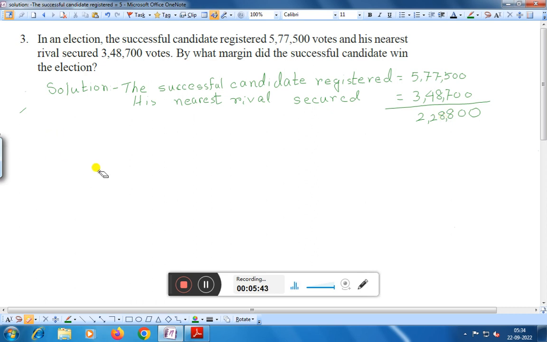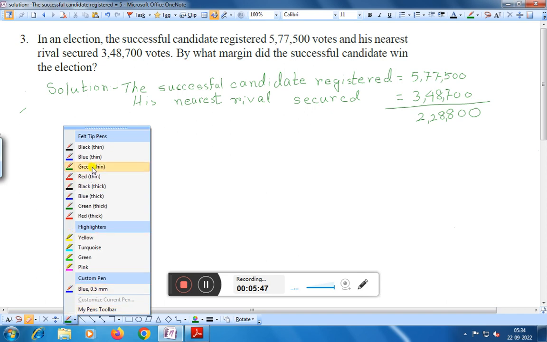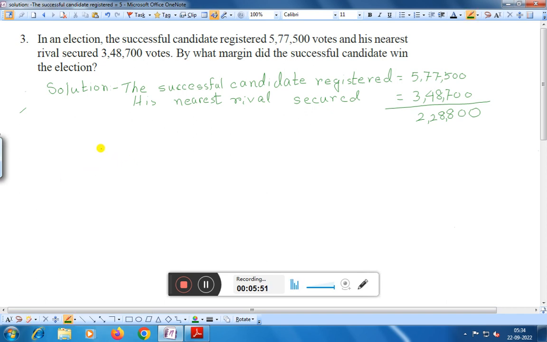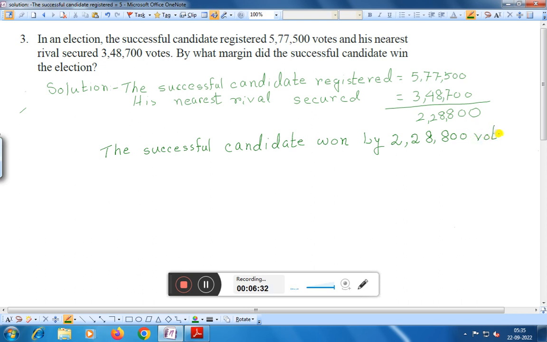The question is, by what margin did the successful candidate win? The answer will be: the successful candidate won by 2,28,800 votes. Right, this is the answer.